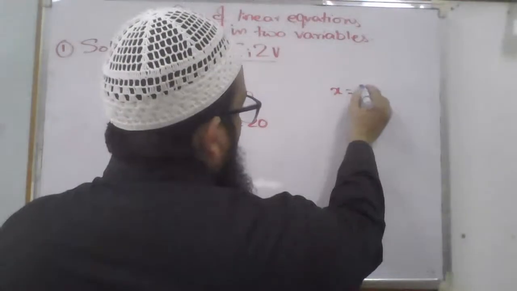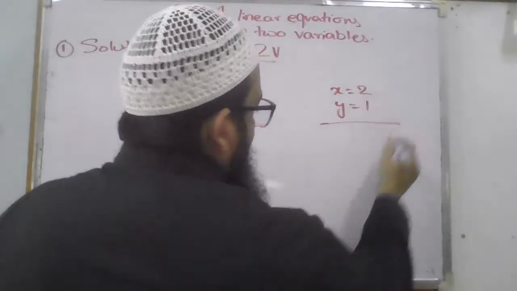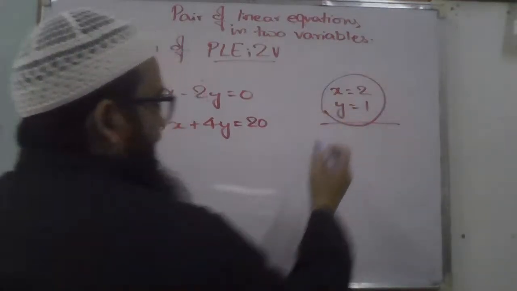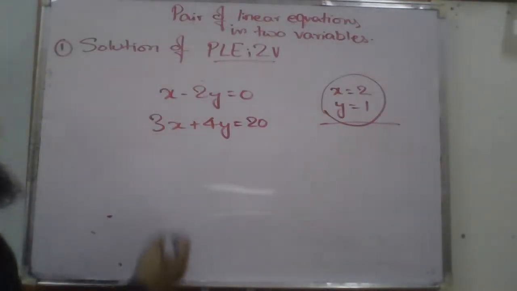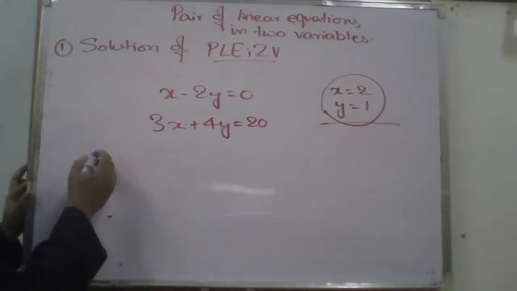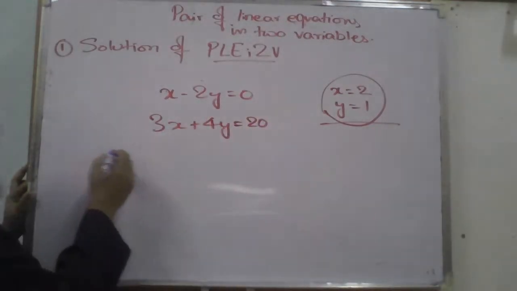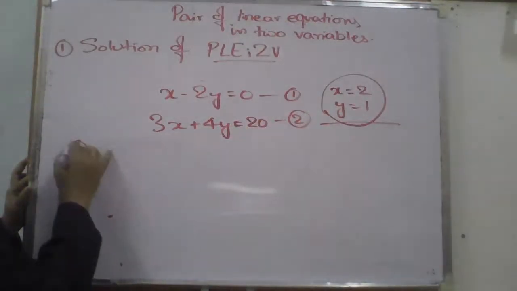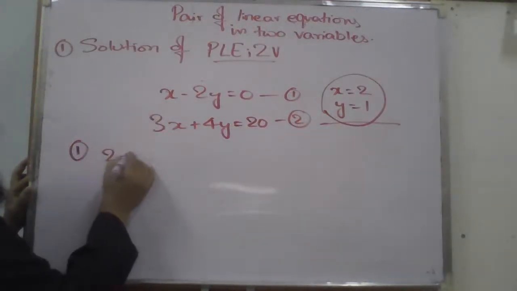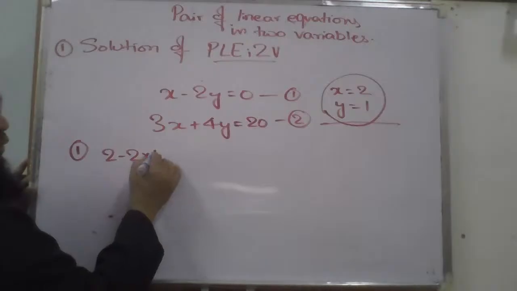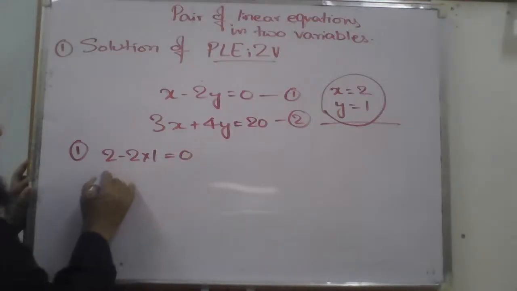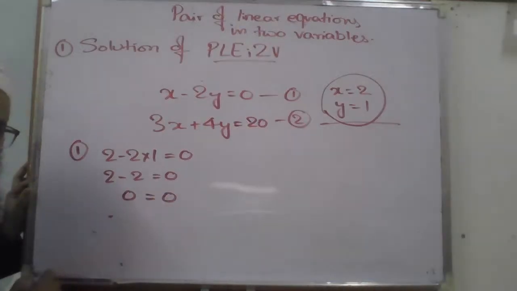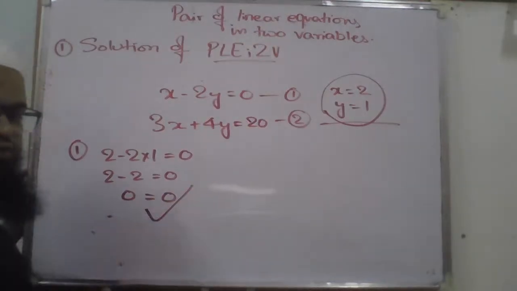Check whether x is equal to 2 and y is equal to 1 is the solution of the equations or not. How do you do that? Substitute x is equal to 2 and y is equal to 1 in the first equation and the second equation. In the first equation, 2 minus 2 into 1 is equal to 0. 2 minus 2 is 0, so 0 is equal to 0. Does it satisfy? Yes, it satisfies the first equation.